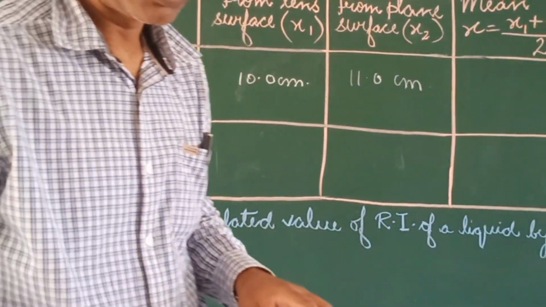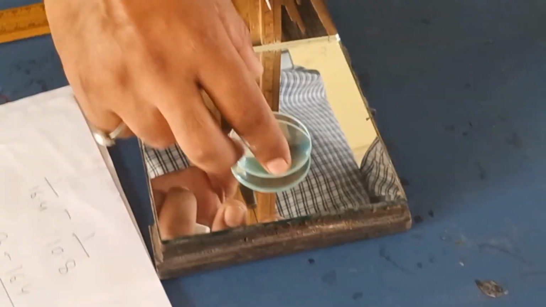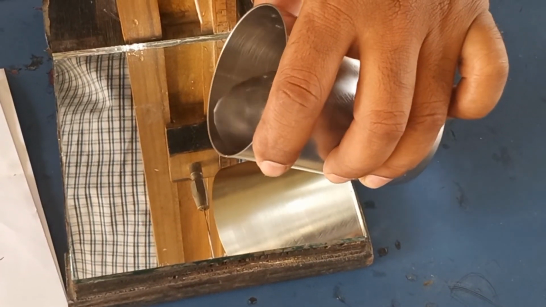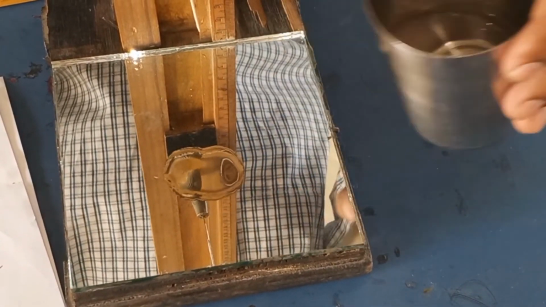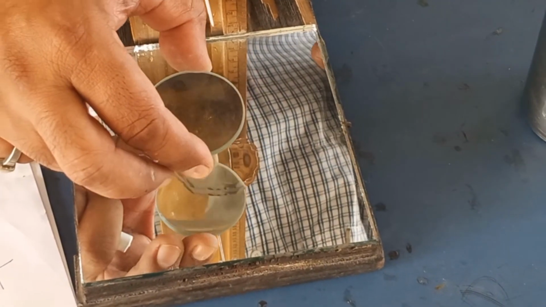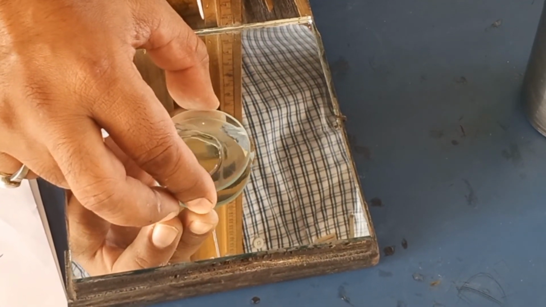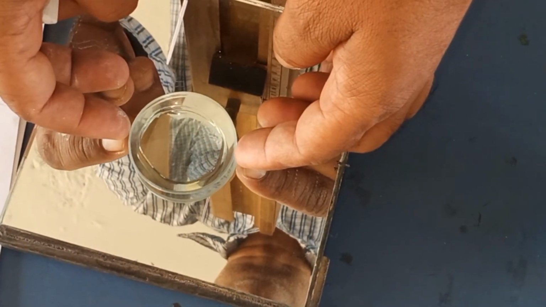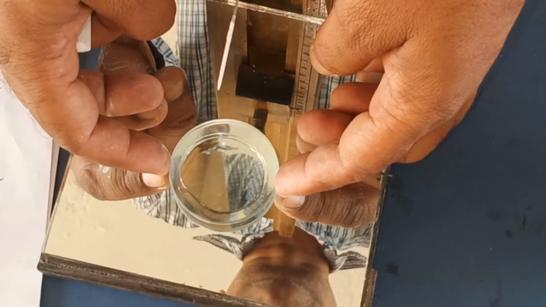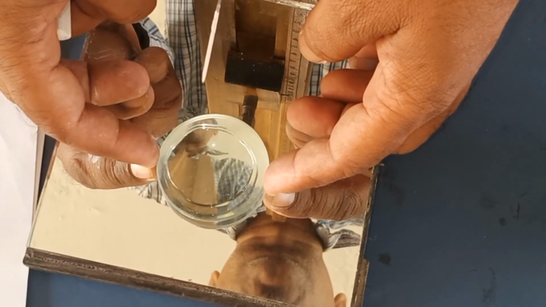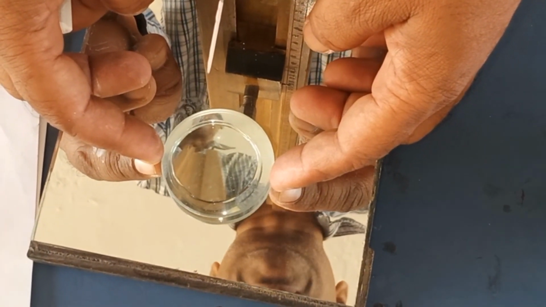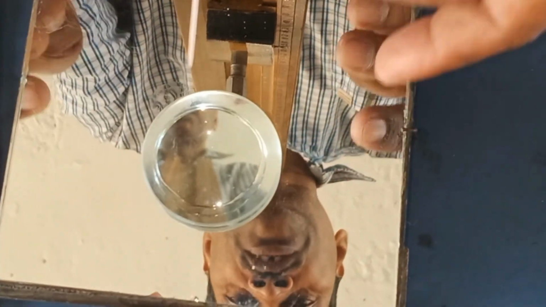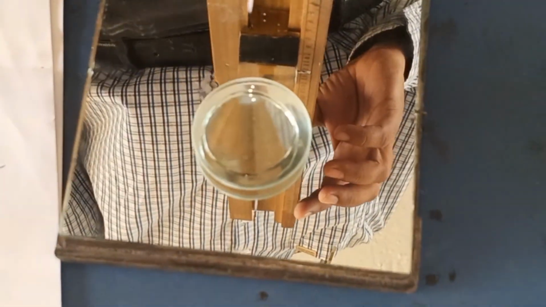Now pour some drops of water on the plane surface by removing the convex lens. Then place the convex lens on the water. There are two lenses. One is the convex lens and the other is the liquid lens. Again, find the position of the image.